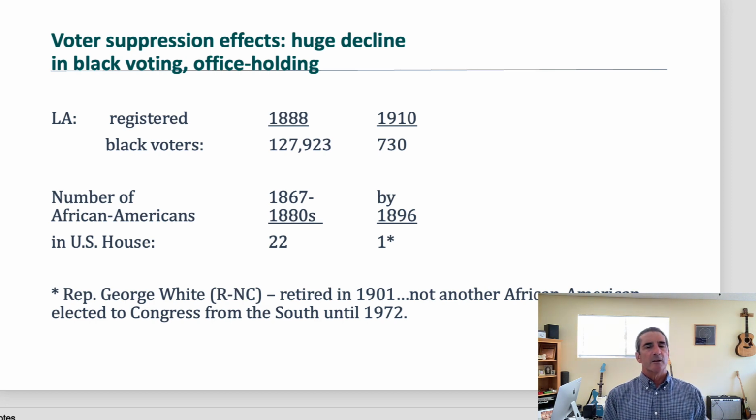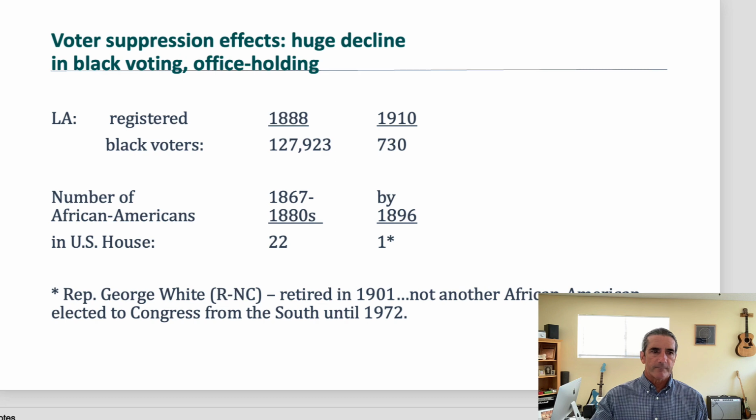The total number of African Americans serving in the House of Representatives by the 1880s was 22. Just 20 years later, it was down to 1, and that 1 was George White from North Carolina, who retired in 1901, and not another African American member of Congress was elected from the South until 1972. This voter suppression, these Jim Crow laws, post-Reconstruction, had the intended effect of suppressing black political participation in terms of voting, in terms of office holding. That's what they were designed to do.